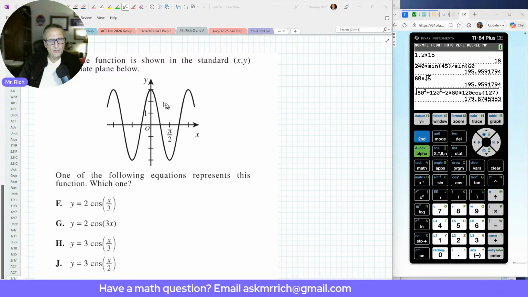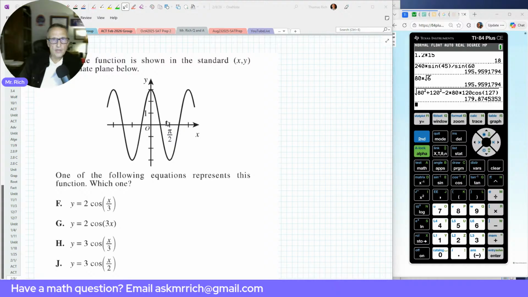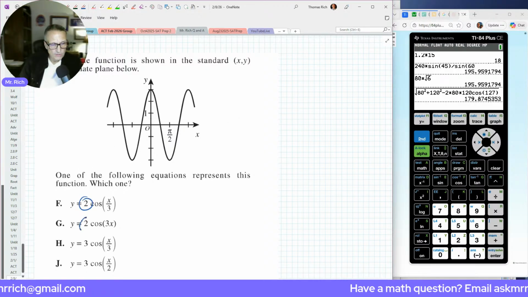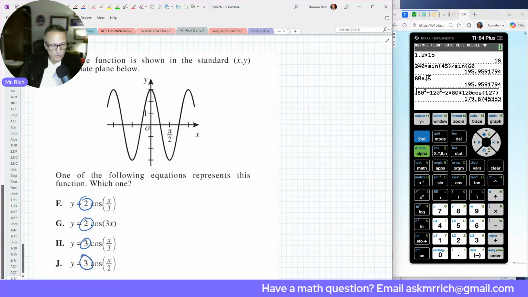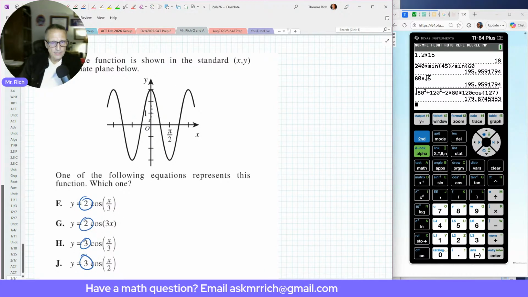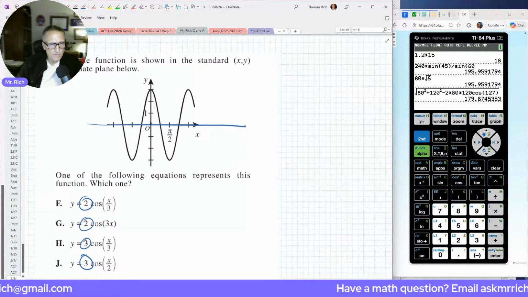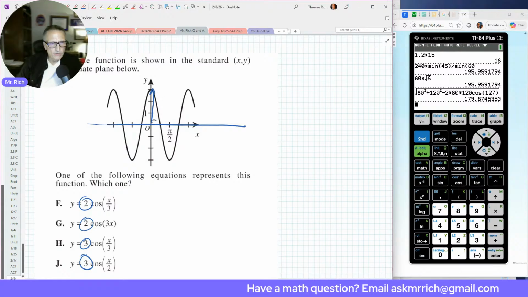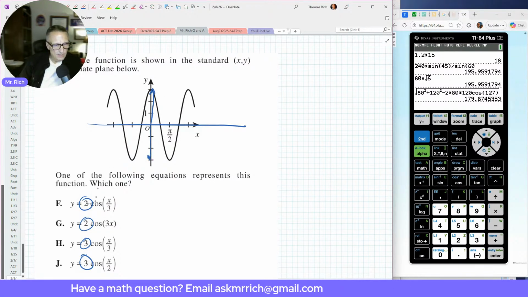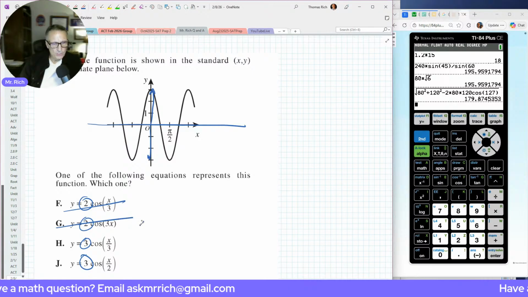So what you have to know about cosine and sine functions is that this number in the front of the cosine or the sine function is what we call the amplitude. It is the distance from the middle line, the line that cuts the function vertically in half, to either the maximum or the minimum value. So you can see that that's 3 units. So we definitely can get rid of F and G.